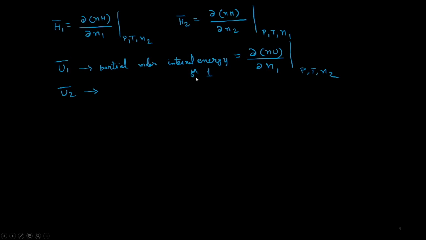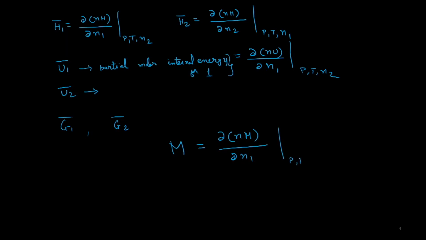I can define it for 2. I can define partial molar Gibbs free energy G1 bar, G2 bar, etc. In fact, any partial molar property M can be defined in this fashion. It's the total property over N1, P, T, and N2. This will be M1 bar in a binary mixture, of course.